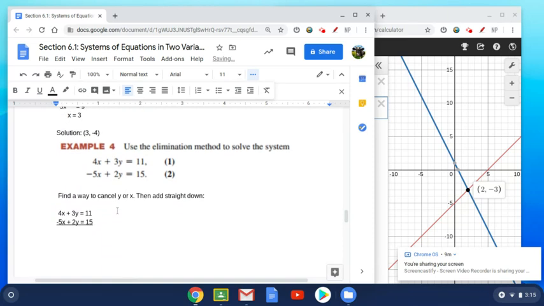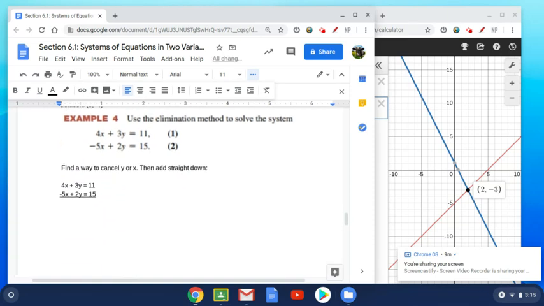All right, very last thing I want to show you, and again, I would not necessarily use the elimination method in this situation. I would probably either graph these or use substitution, probably graphing. But I do want you to see how to use the elimination method. So notice here right now, there is nothing that if I were to add straight down that would be eliminated. But here's what I can do. What I could do is I could multiply the top equation by 5. Okay. And I could multiply the bottom equation by 4. And I'll show you why I did that here in just a second.